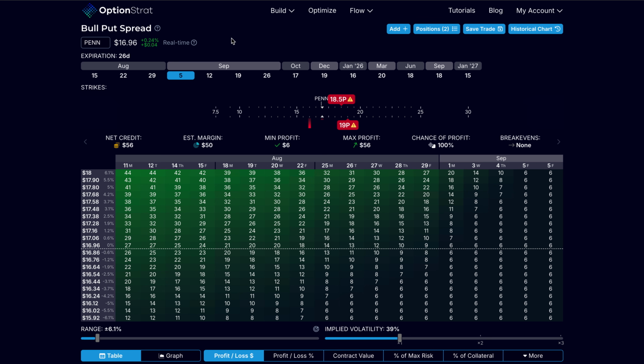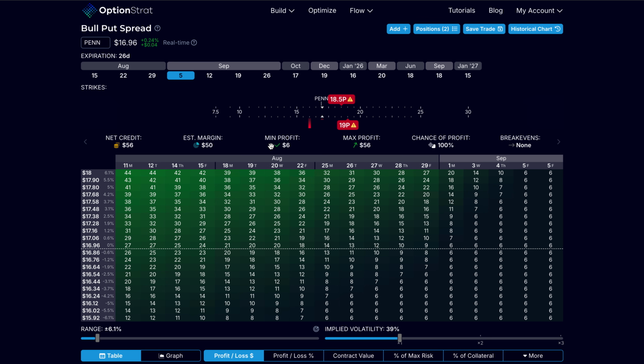So as you can see, Option Strat knows this is a bull put spread. That's just another name for put credit spread. And if we take a look here again, we're entering for a credit. So $56 here, according to Option Strat. That's the same thing Robinhood said, right? $56. Then we need to put up collateral. $50. Same thing that Robinhood told us. We're putting up $50 in collateral.